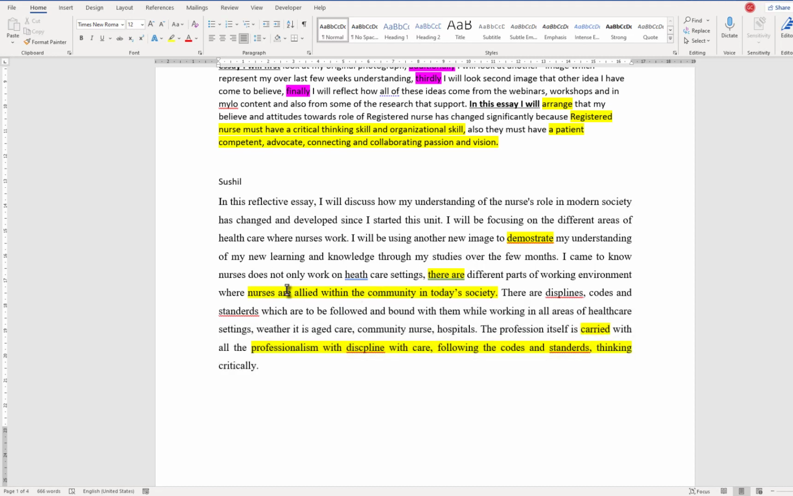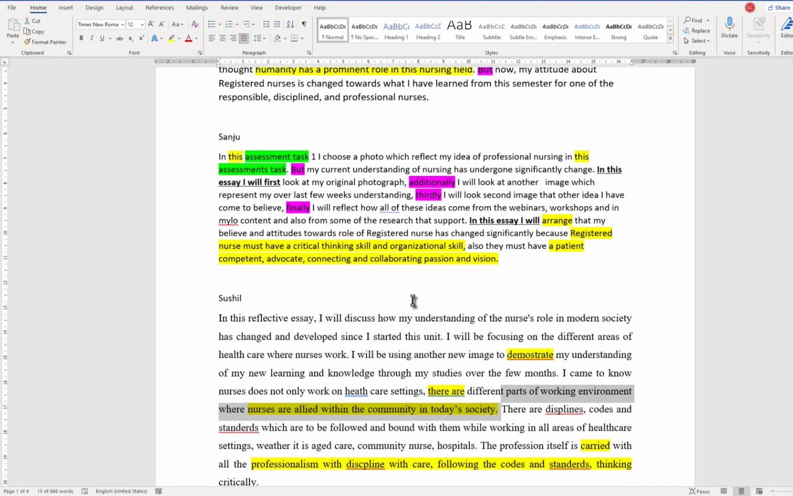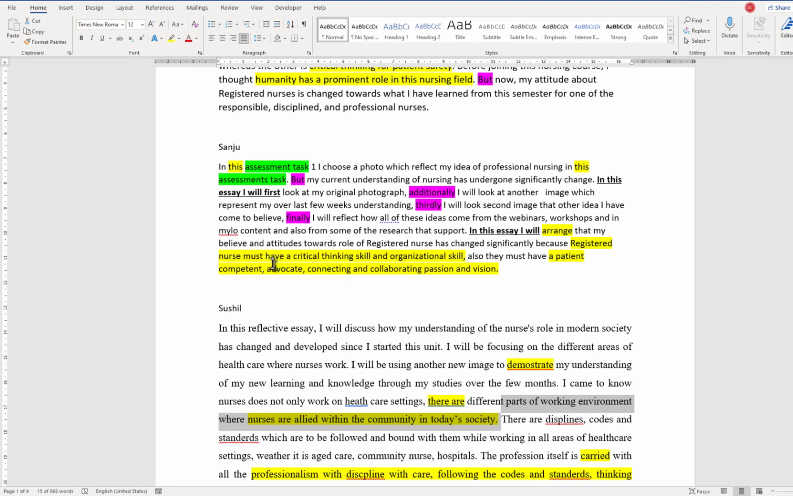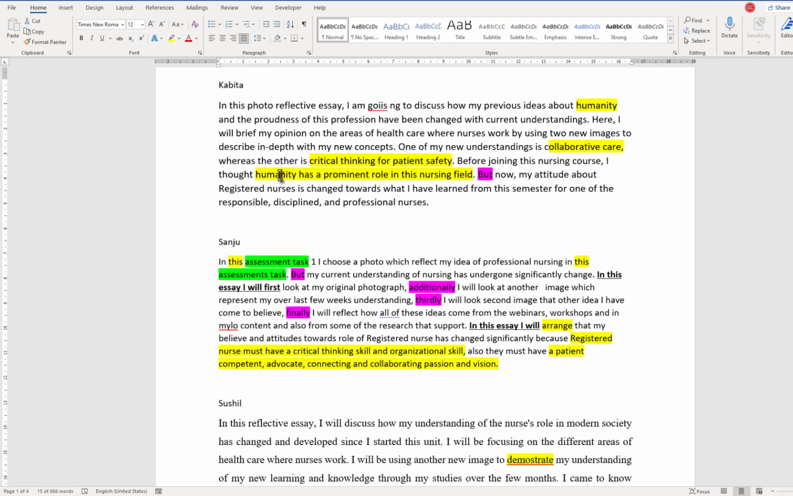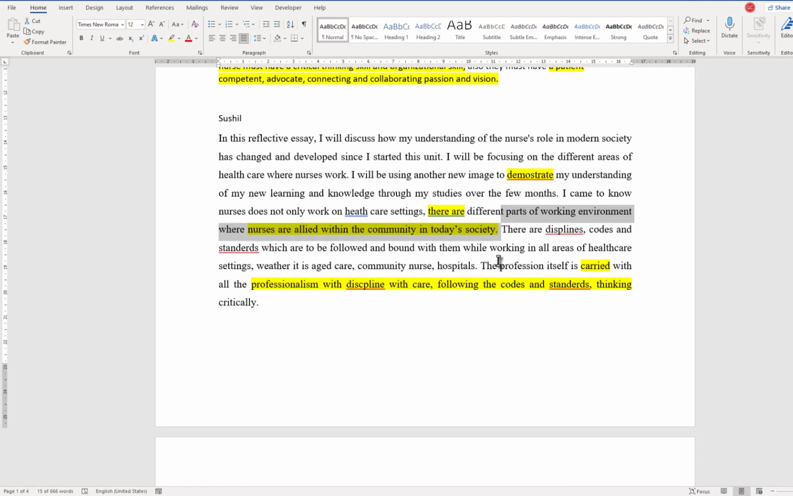You also bring in a lot of confusing ideas. All 3 of you bring in lots of confusing ideas, like Sanju talks about critical thinking skills, organizational skills, competent advocate. It's all just a mess of ideas, and none of these ideas are clearly stated. They're not clearly explained. Similarly, Kabita says humanity has a prominent role, and this was a previous thought apparently. She thought that humanity had a prominent role. I don't understand what that means, so try and clarify what you mean.